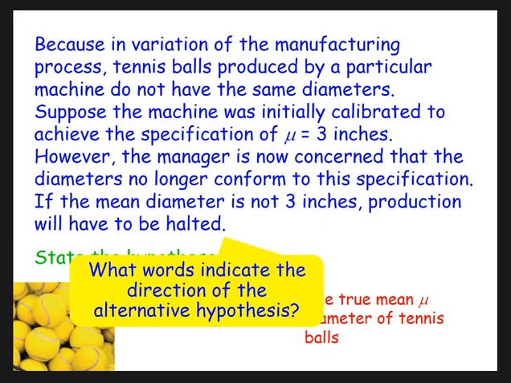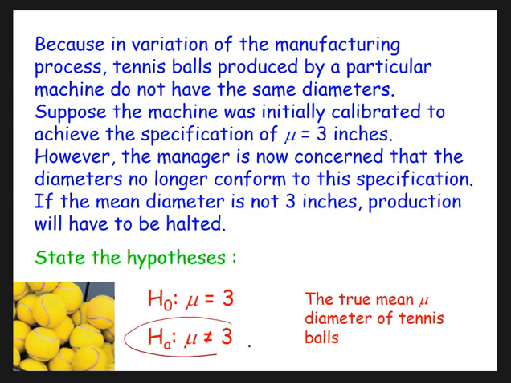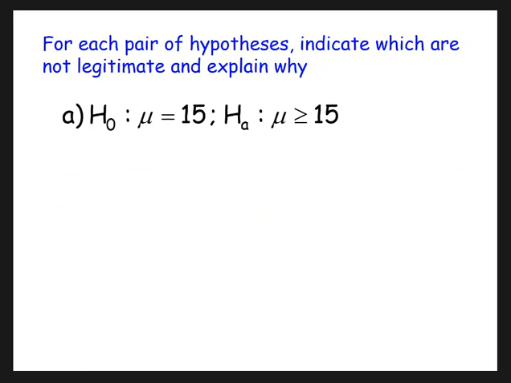We're looking at what words indicate the direction of the alternative. Well, here, if they're too small or too large, that's going to be a problem. So the alternative would be not equal. So there we go. The alternative is not equal to 3 inches. The null is that they are equal to 3 inches. Nothing's wrong, in other words.